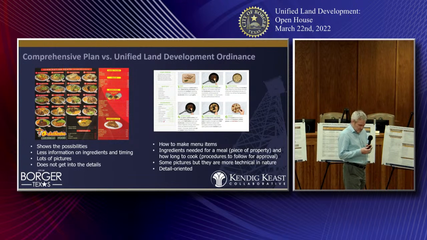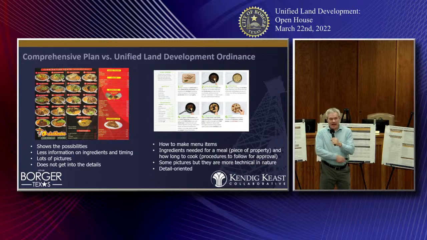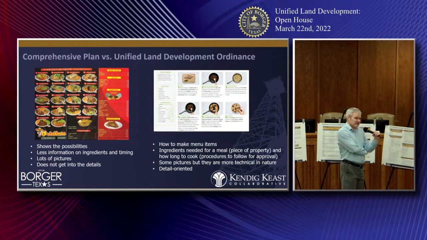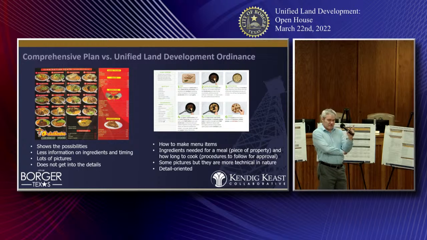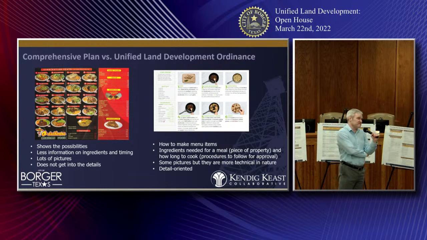So this firm, King & Keys, has been involved with Borger for some time doing a set of plans, a comprehensive plan, a downtown plan, and a parks plan. And now we're doing the final aspect of this whole big project, which is the Unified Land Development Ordinance. You might wonder what the differences are between those first 3 projects that had plan in their names and then this, which has ordinance in its name.